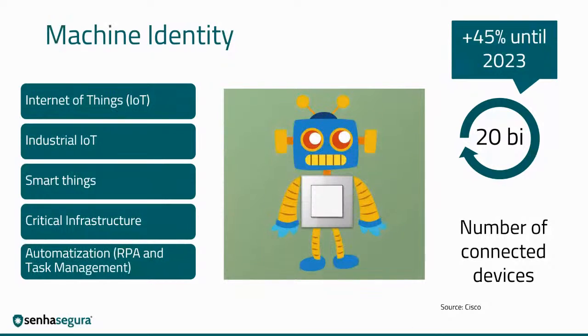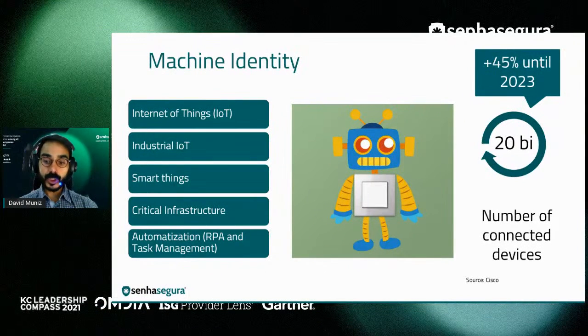And to communicate and to transfer data in a secure way, those devices use what we call machine identity. The name says it: identities related to machines. Those identities can be service accounts or even digital certificates.